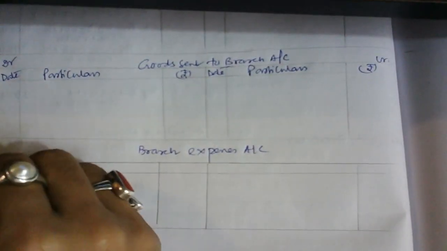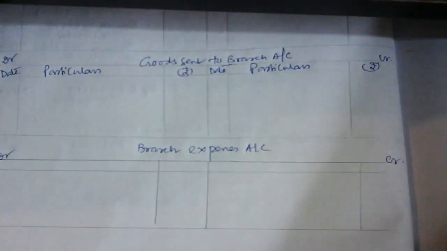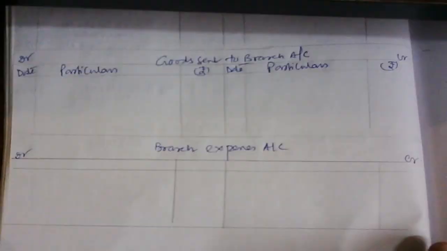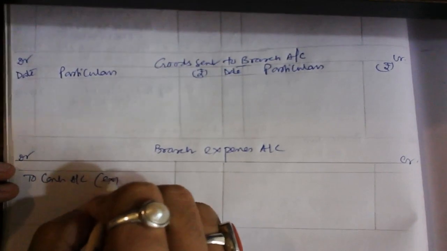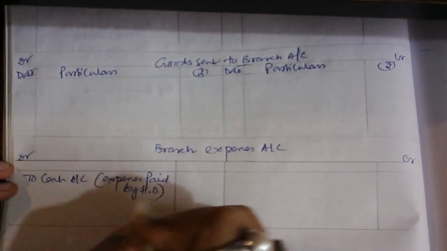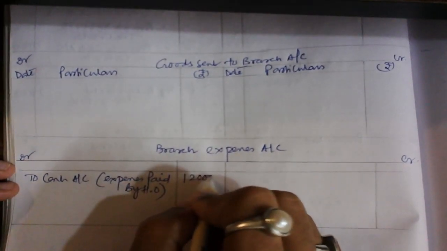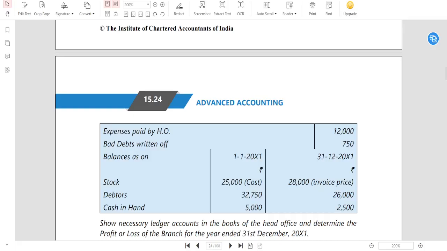See, sir, expenses paid by the branch is 12,000. So to cash account, you can say expenses, correct, 12,000, that is what is given in the question. After this, sir, bad debt written off. Bad debt written off is 750, so definitely bad debt written off should be adjusted against the debtor, correct, against the debtor. So can I write here easily?